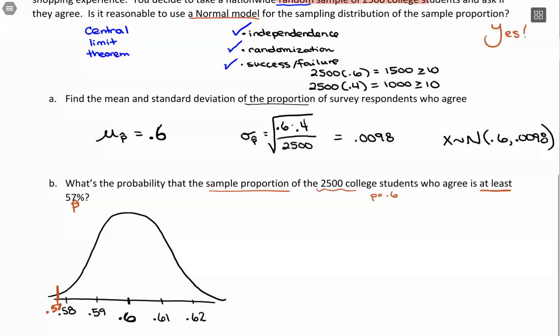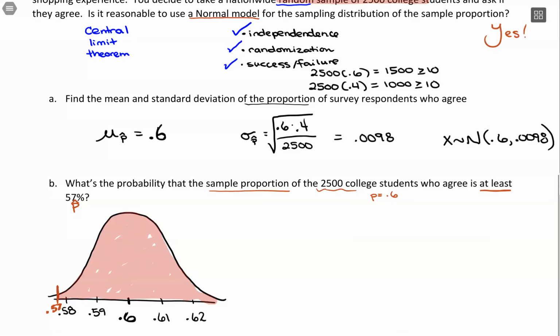All right, so to get back to the actual question that we're asking, we want to know what's the probability. So we want to find the area under the curve of at least 57%. So what I want to do here is find at least that value. So that's going to be at or more than 57%. So then this becomes a GeoGebra problem, or whatever technology you're using.